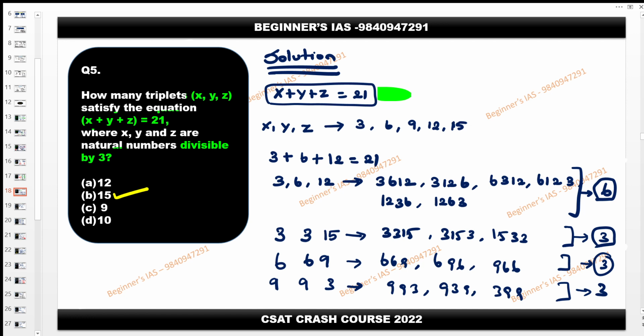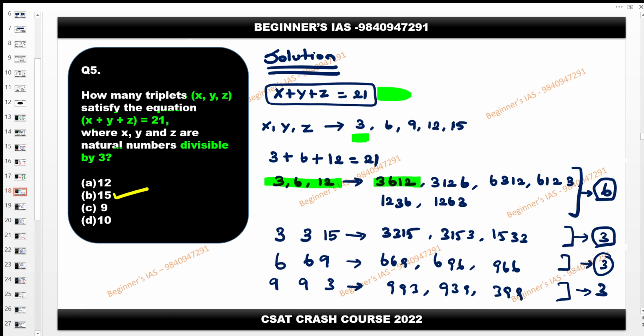After this, what we need to do is check the triplets. The first, what I am going to do is check with 3 first. 3 here, then 6, then 12, which sums to 21. So with these you can form your triplets. How many triplets? Just form this with 3, 6, 12.